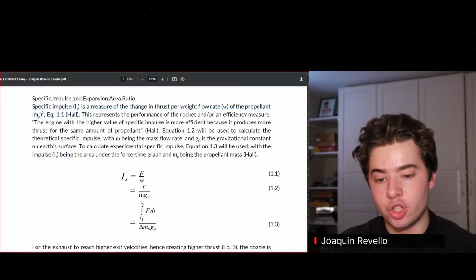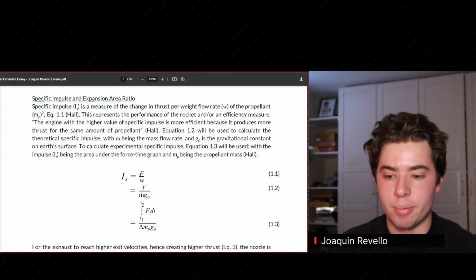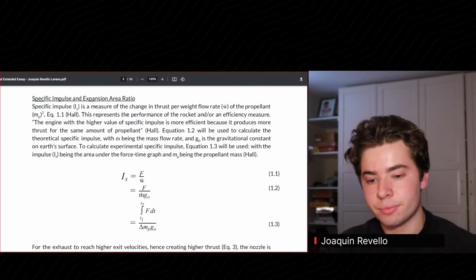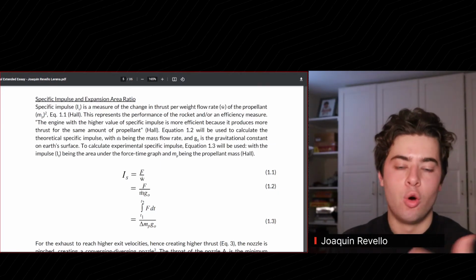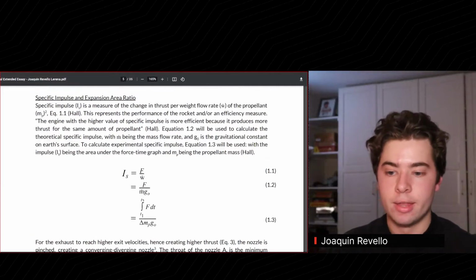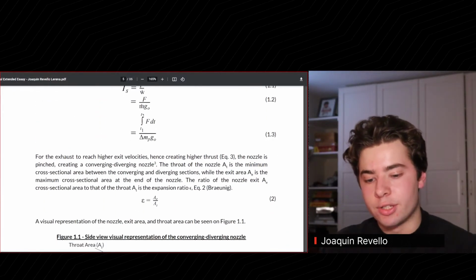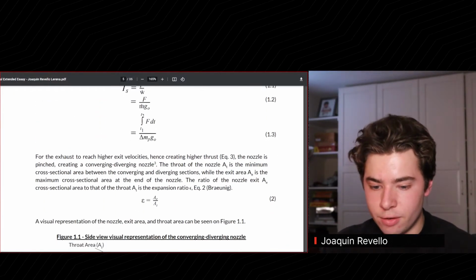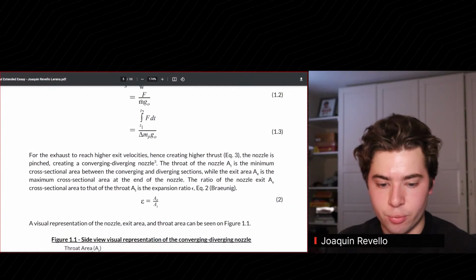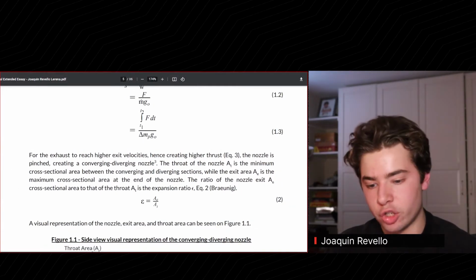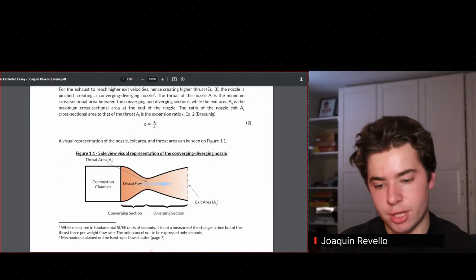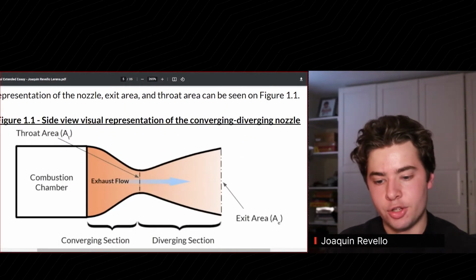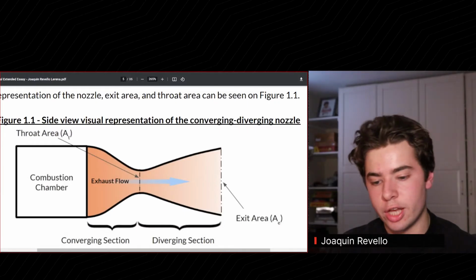Specific impulse is a measure of the change in thrust per weight flow rate of the propellant. This represents the performance. So it's basically a measure of the performance or the efficiency of a rocket. That's specific impulse. Next, expansion ratio. This was very straightforward. It's the ratio of the nozzle exit cross-sectional area to that of the throat cross-sectional area. If you want to know exactly what I mean by that, this is how a rocket nozzle looks like. You have the throat area and the exit area right here.